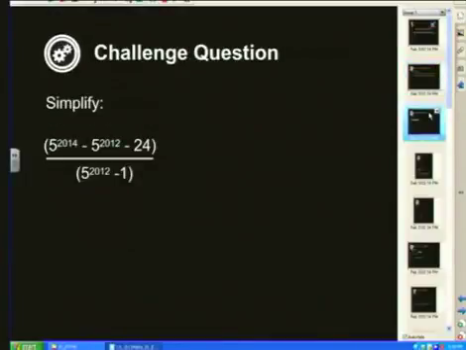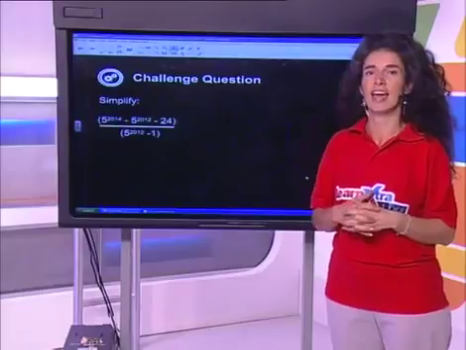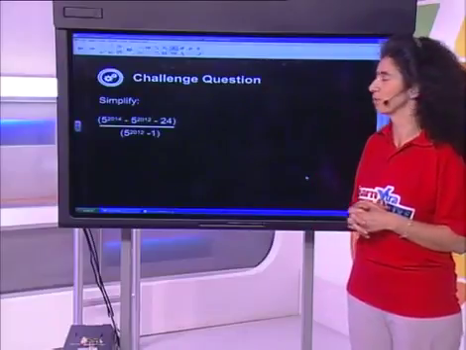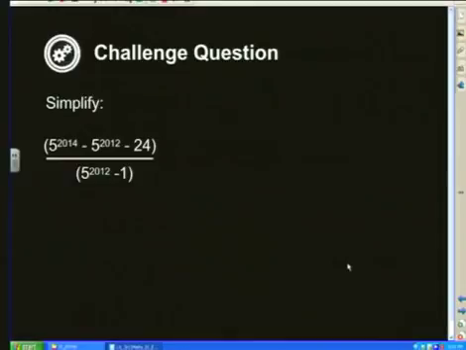This year, we'll start off with our challenge question. We're going to first provide you with some really interesting questions that you can be working through while we're working through the various segments. And at the end of the show, we'll see if you were able to get it. So the challenge question is to simplify that fraction, 5 to the power of 2014 minus 5 to the power of 2012 minus 24, all divided by 5 to the power of 2012 minus 1. Let's see who's got the fastest finger and can post their answers the quickest.